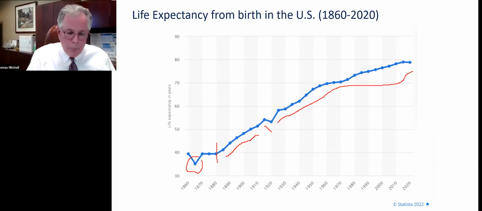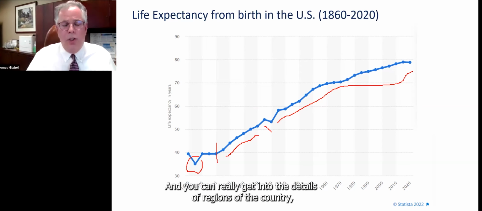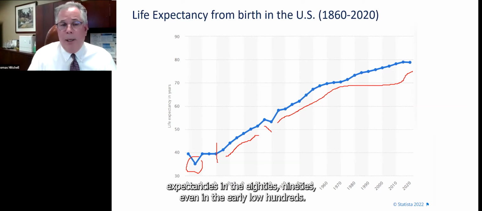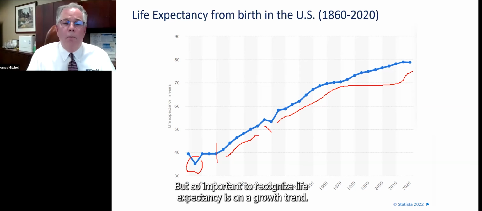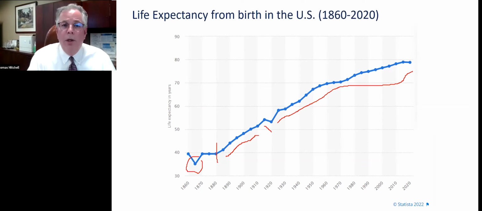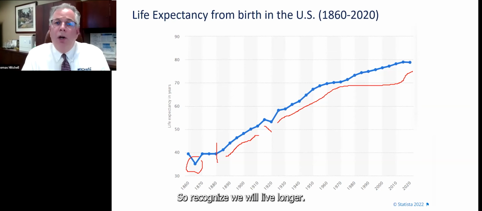Sometimes, depending upon other statistics, and you can really get into the details of regions of the country, family, genetics, all kinds of different nuances, we can even see life expectancies in the 80s, 90s, even in the low hundreds. But it's so important to recognize life expectancy is on a growth trend, and I believe it's going to continue on this trend with new improvements in medicine. So recognize we will live longer.